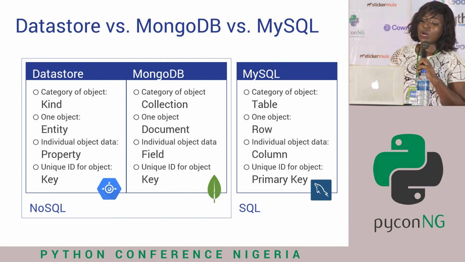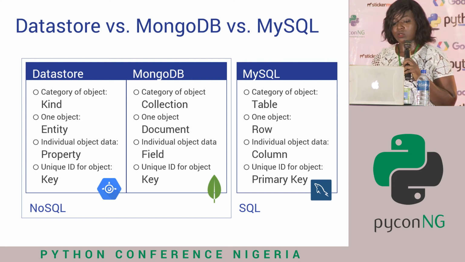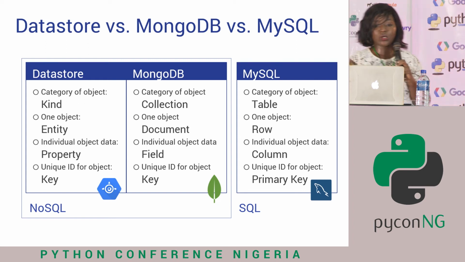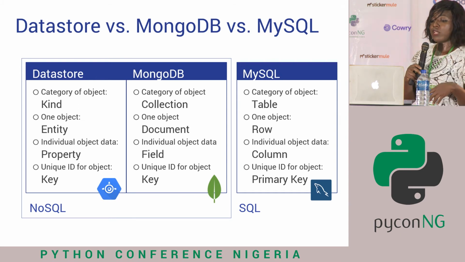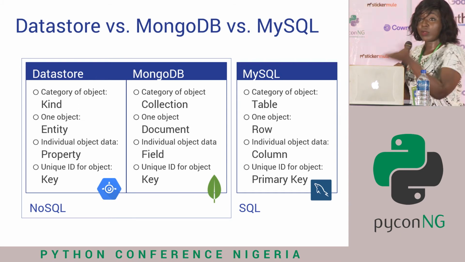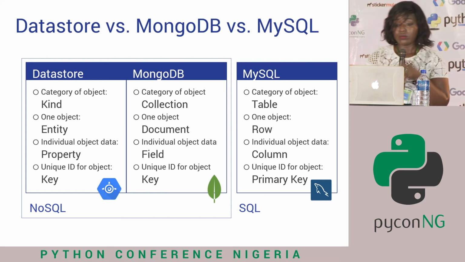What is called a row in MySQL and a document in MongoDB is known as an entity in Data Store. For individual object data, for each entity we have properties in Data Store, while for each document in MongoDB there's a field, and for each row in MySQL there's a column. And of course, the unique ID is called a primary key in MySQL, a key in MongoDB, and also a key in Data Store.